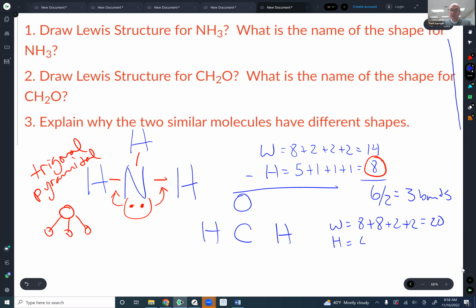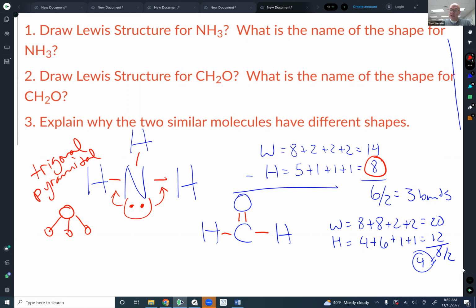The halves, 4 for the carbon, 6 for the oxygen, and 1 for the 2 hydrogens. That's 12. The difference is 8 divided by 2 means that I have 4 in the bonds. So I know that there's going to be single bonds for the hydrogen, and what this means is there's going to be a double bond for the oxygen because I have to have 4 bonds. Now I have 12 total electrons, so I can go ahead and fill in the extra electrons on the oxygen. There is no need for extra electrons on the carbon. It already has 8, and the hydrogens only want 2, so they don't need any extra. So that's how I know that I've got this structure correct.